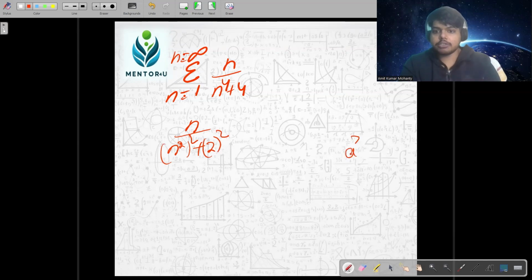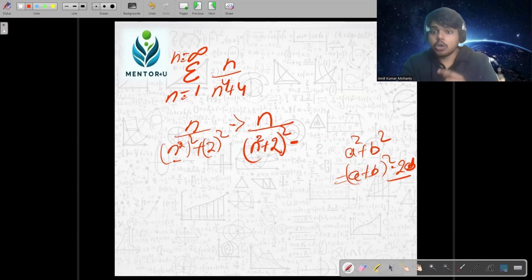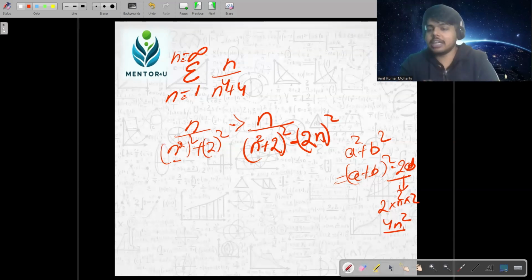Now, what is this formula? This is a square plus b square. What is the formula for a square plus b square? It is a plus b whole square minus 2ab. So in this particular question, what is our a? a is n square and b is 2. So it is a plus b whole square, minus 2ab. 2 into a, which is n square, and b is 2, so it will be minus 2ab, which is 2 into n square into 2. It will be 4n square, and 4n square can be written as 2n whole square also. So I have written it directly that way.